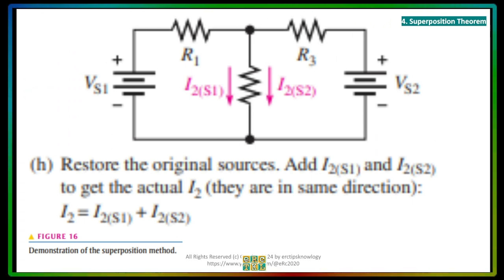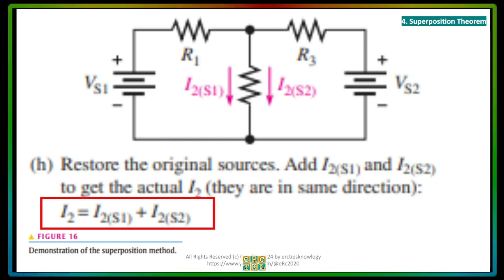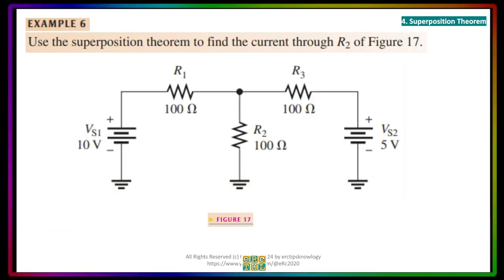That's why the superposition is not as easy as you think it is, because it involves a lot of knowledge in the series parallel circuits. Now let's put some values here. Let's put 100 ohms for all, just to make it easier. And we have 10 volts on the left and 5 volts on the right.